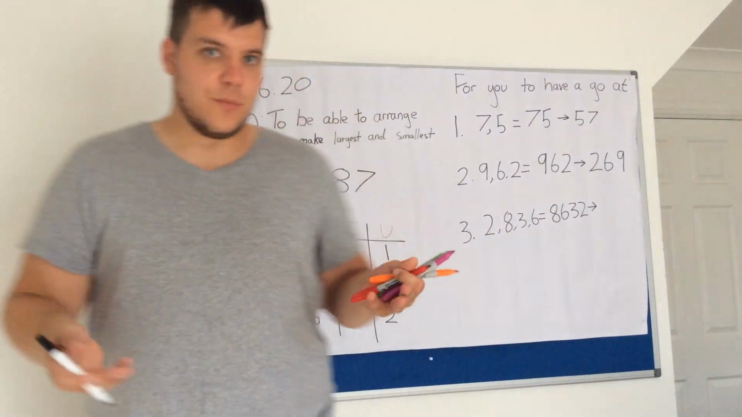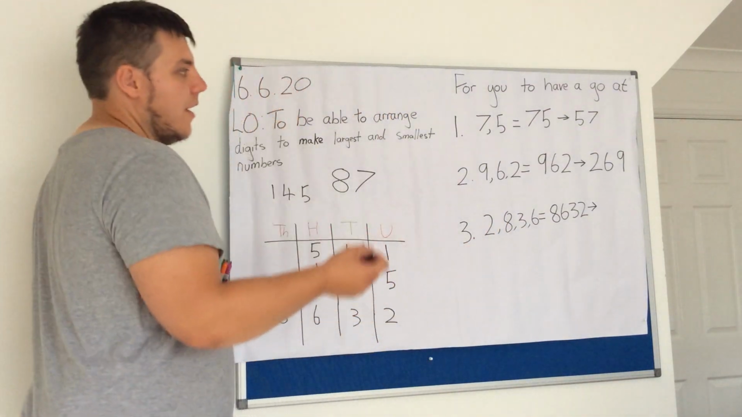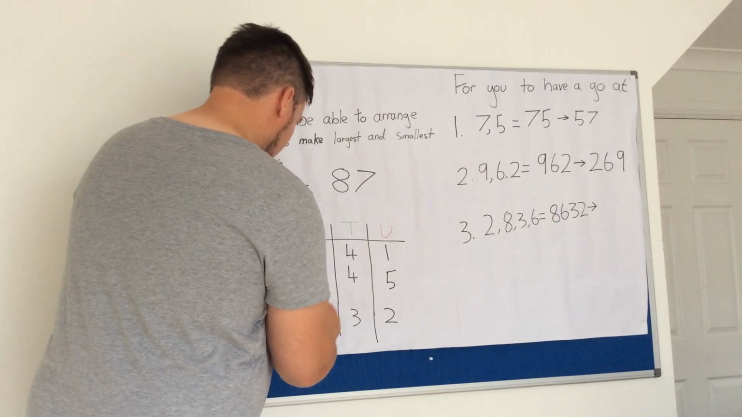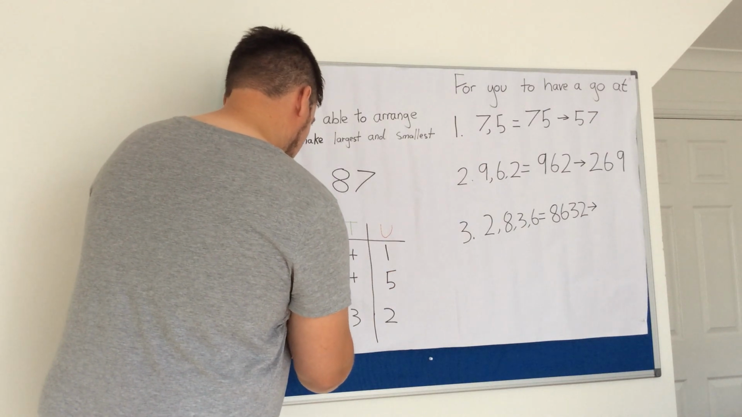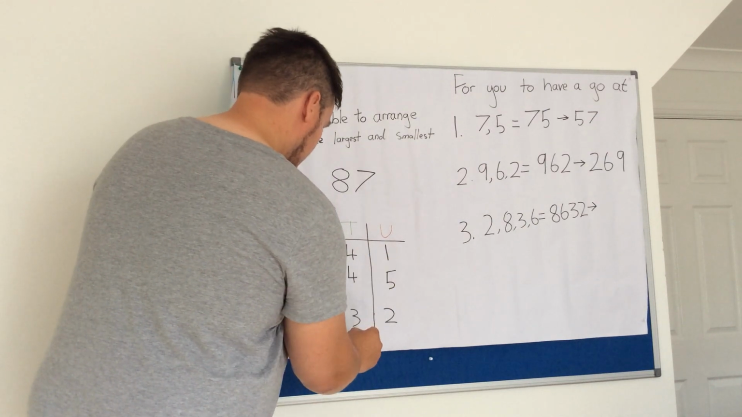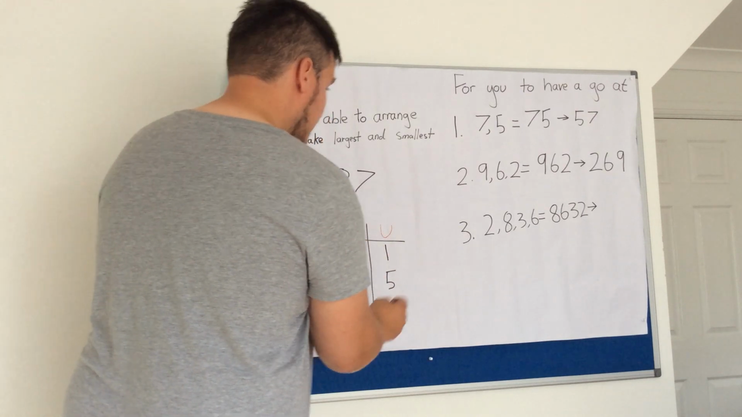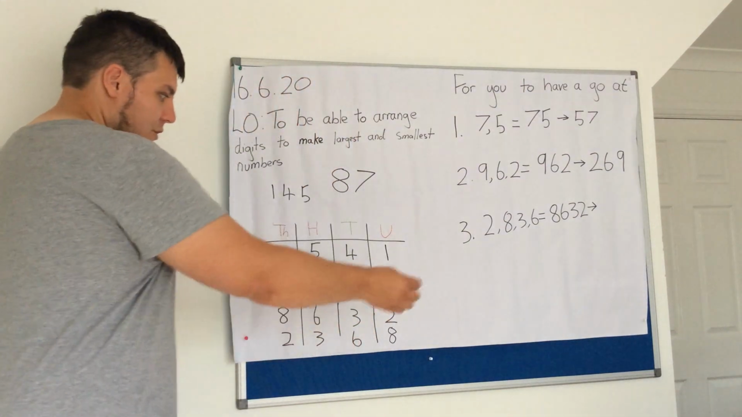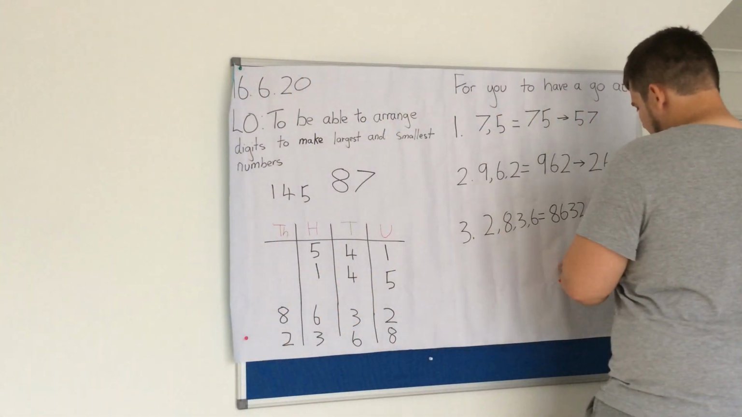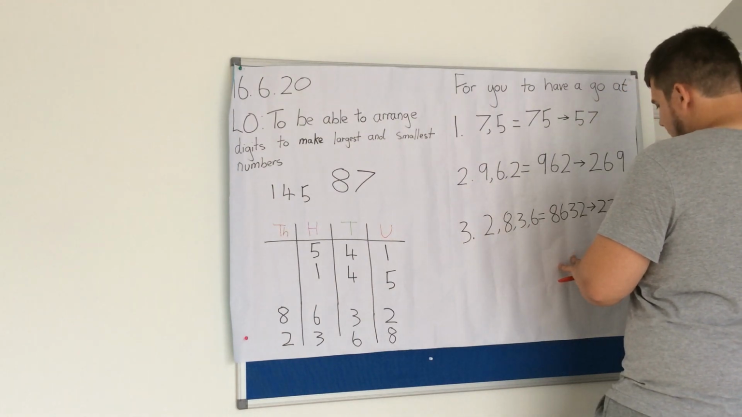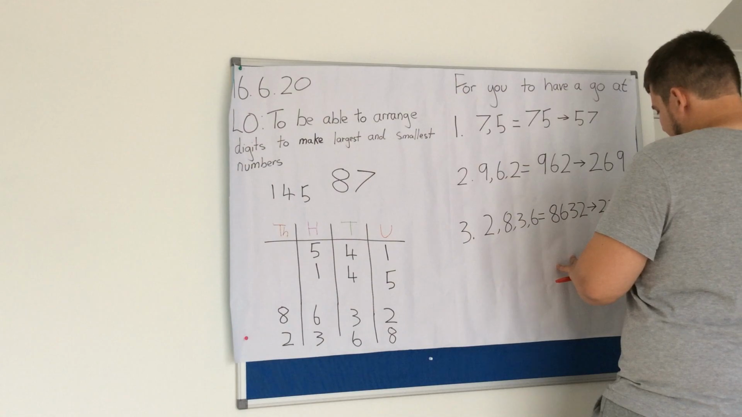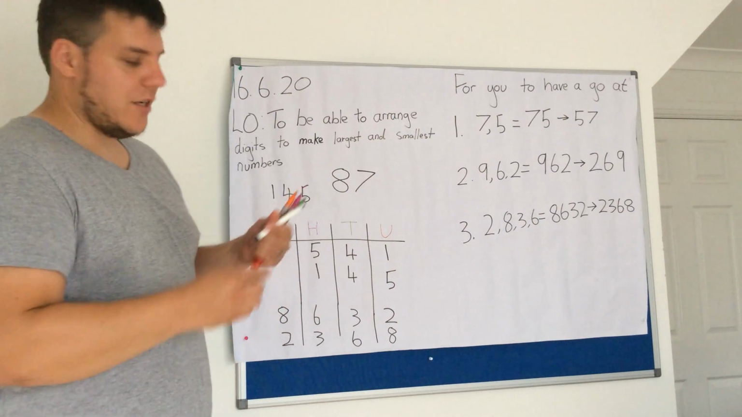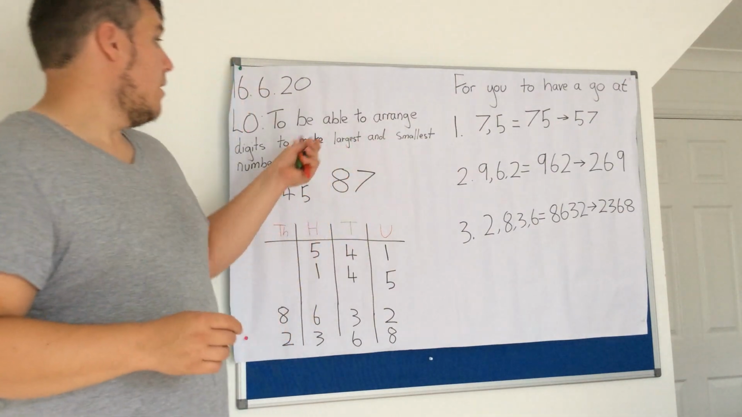And then to make my smallest number, all I need to do is swap them round and give my smallest number the most value. So it's going to be 2 in the thousands, then 3 in the hundreds, 6 in the tens, and 8 in the units, giving me 2,368.